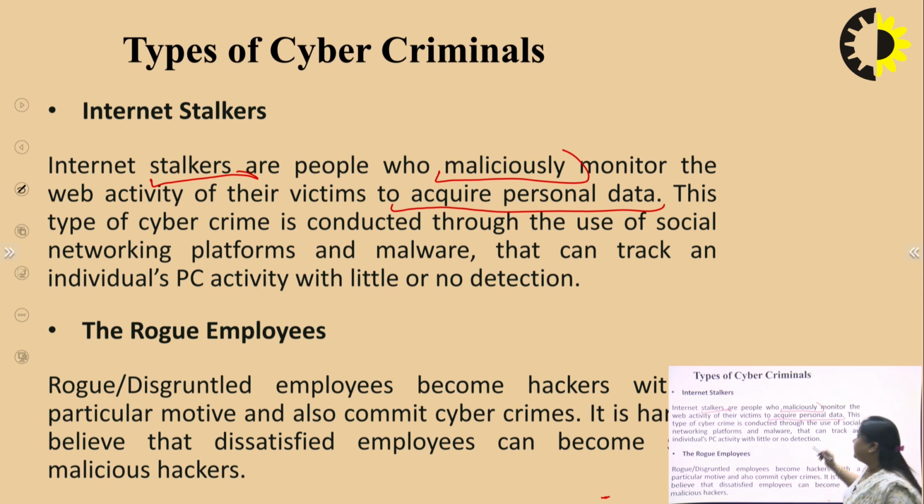So this type of cybercrime is conducted through the use of social networking platforms and malware that can track the individual's PC activity with little or no detection. A person who is using Facebook or Instagram may know that somebody is following him, or sometimes he or she may not know that somebody is following him.